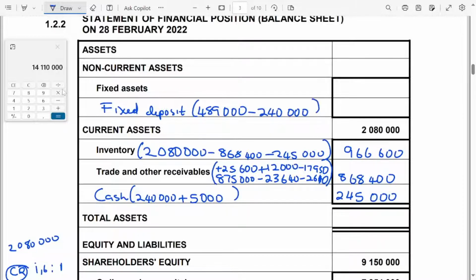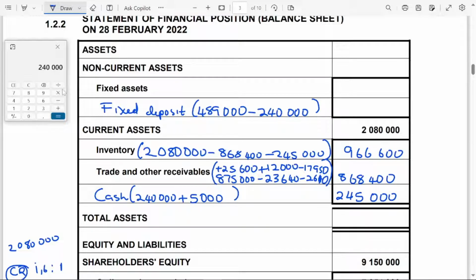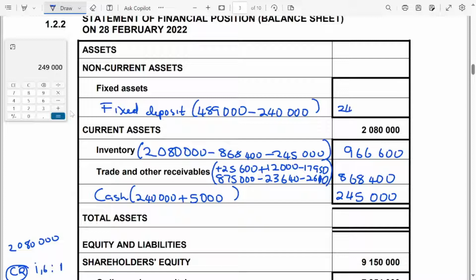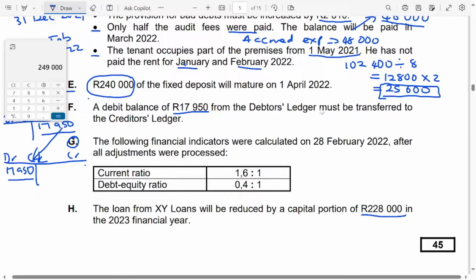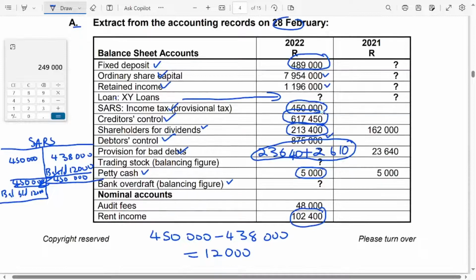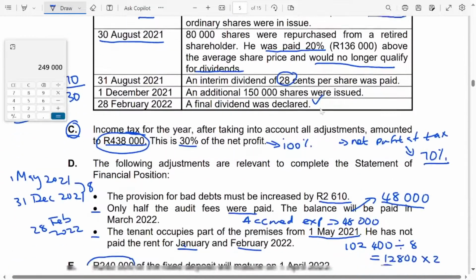So the fixed deposit, 489,000 minus 240,000, that is 249,000. Now let's go and check what did they say about the fixed asset. What did they say about the fixed asset? Do you have the information? Ordinary share capital, change in income, fixed asset. So the fixed asset here is not given.